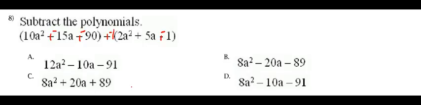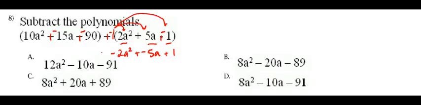Okay, and this is the only tricky part of this problem, is that you actually need to distribute this -1 to each one of these pieces. You have to. Okay, you need to distribute to each one of those pieces. So I'd actually rewrite this. -1 times 2a squared becomes a -2a squared. -1 times 5a becomes a -5a. And a -1 times a -1 is a +1.